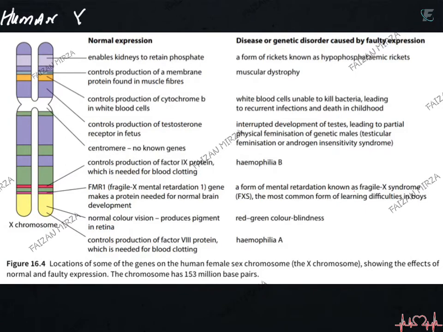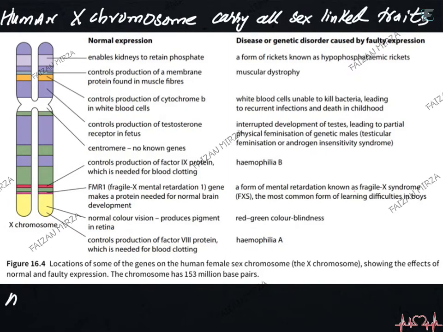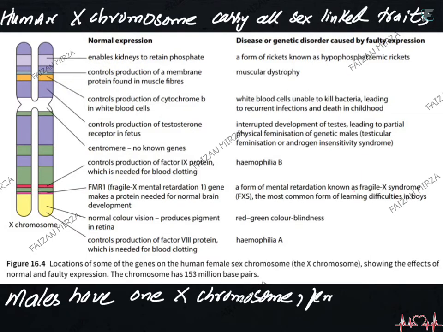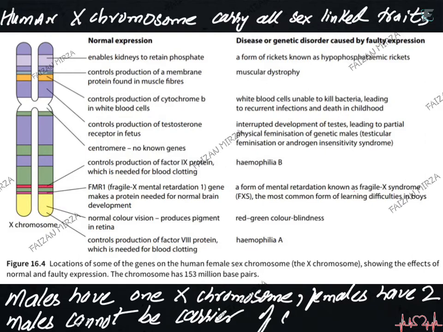This diagram shows you the placement of a few of these genes' loci on the human X chromosome. You can see that this gene here enables the kidney to retain phosphate. This one controls the production of a membrane protein found in the muscles, and you can just go through all these genes here.